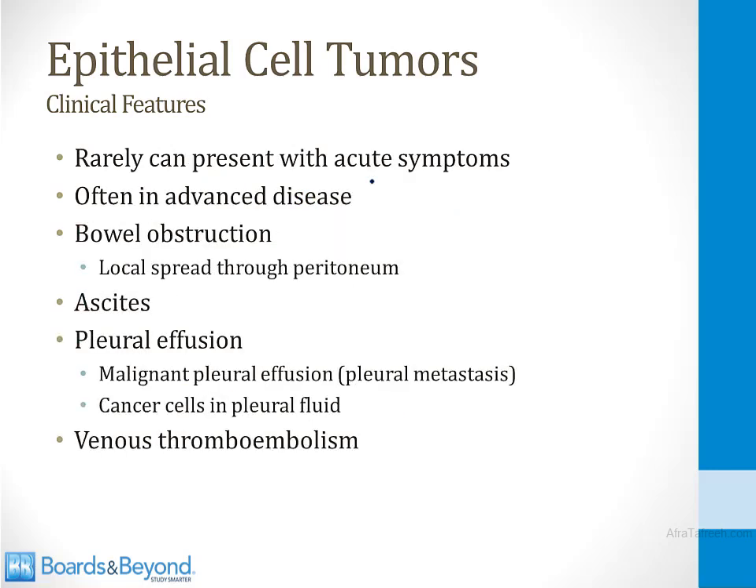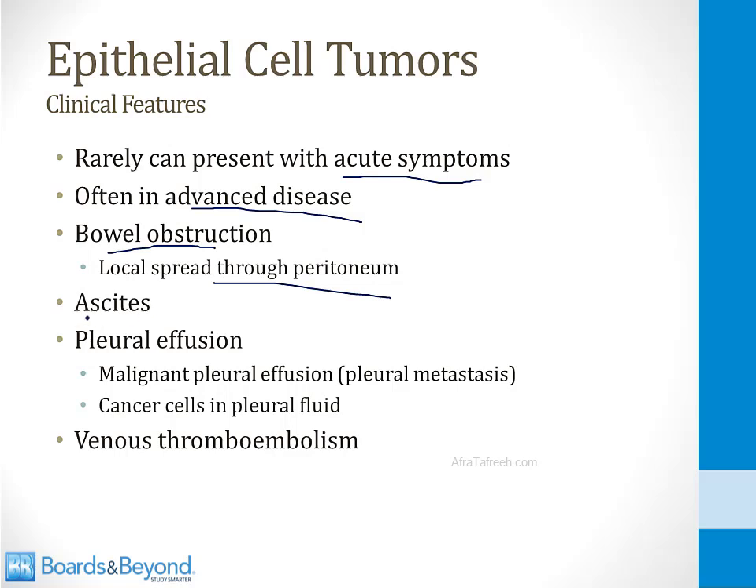Now, it's rare, but sometimes women present with acute symptoms related to an ovarian epithelial tumor, so these symptoms have an abrupt onset. This often happens in advanced disease, and it usually happens because the tumor is disrupting the function of an organ outside of the ovary. For example, some women present with bowel obstruction from local spread through the peritoneum, and the workup leads to discovery of an ovarian epithelial cell tumor.